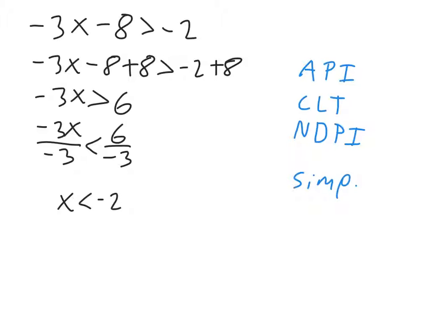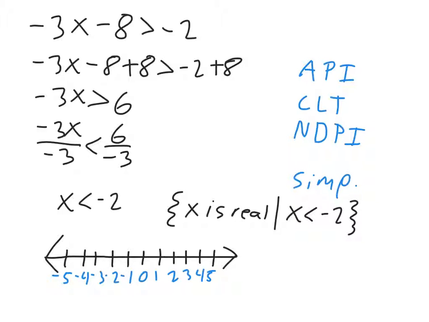And to write this in set notation: brace, x is real, bar, x is less than negative 2, and brace. Then draw our number line, and again we have an open dot because it's not equal to, at negative 2, and we shade less than, so to the left.